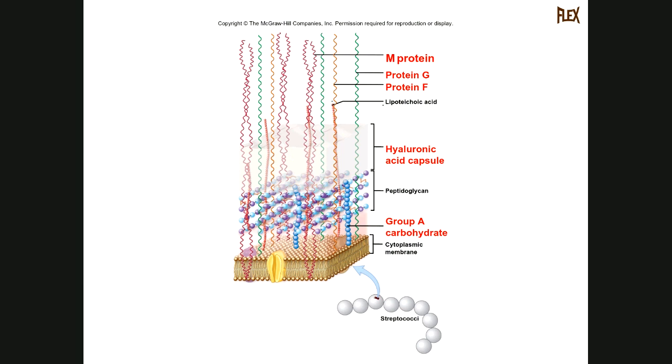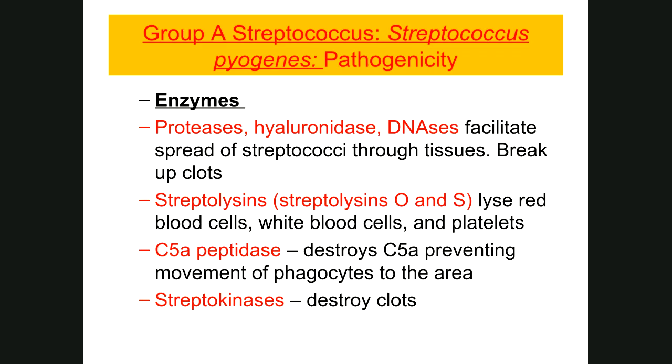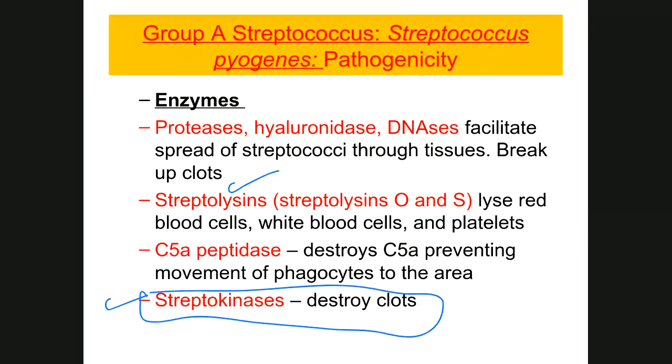All right, and that's just showing you the little proteins that stick out of the cell that give it protection from our immune system. The organism also secretes proteases, which break down proteins, hyaluronidases, which break down hyaluronic acid, and that way it can access connective tissue. DNases break down DNA. Streptokinases dissolve clots. Streptolysins break down blood cells, especially red blood cells. So this is the reason why the organism is beta hemolytic.